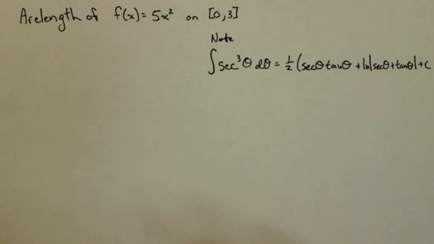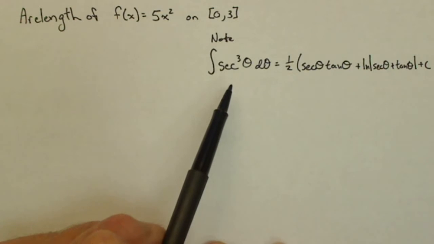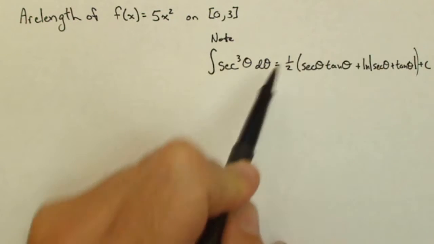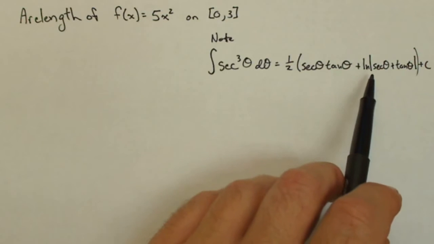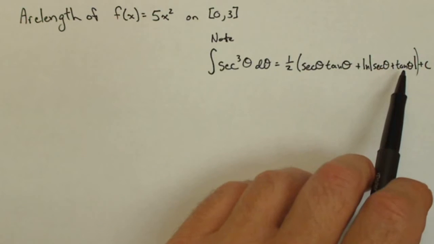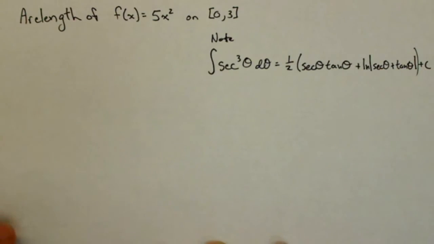In this video, we're going to find the arc length of 5x squared from 0 to 3, and we're going to use the fact that the integral of secant cubed theta is 1/2 secant theta tangent theta plus ln of secant theta plus tangent theta. I actually have another video where I show how to do that. I didn't want to use time in this video for that particular thing.